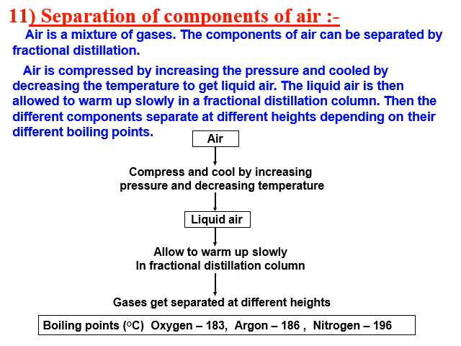We get liquid air. Now this liquid air is allowed to warm up slowly in a fractional distillation column. Then different components separate at different heights depending on their different boiling points. So we will get different layers of gases, or the gases can be separated at different heights. Now the boiling point in degree centigrade of oxygen is 183 degree, argon 186 degree centigrade, and nitrogen 196 degree centigrade.